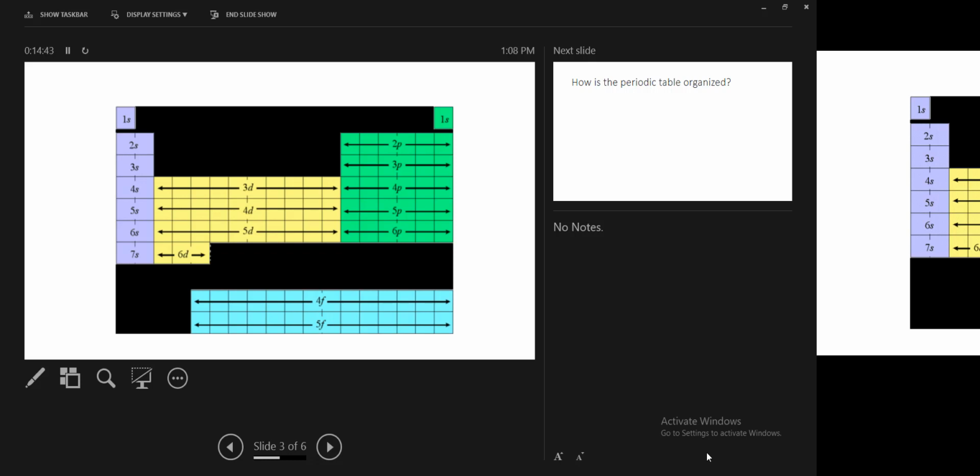At 1s. And 1s holds how many electrons? 2. And then where do we go? 2s. And 2s holds how many electrons? 2. And then where do we go? 2p. And 2p holds how many electrons? 6. And then where do we go? 3s. And how many electrons does 3s hold?